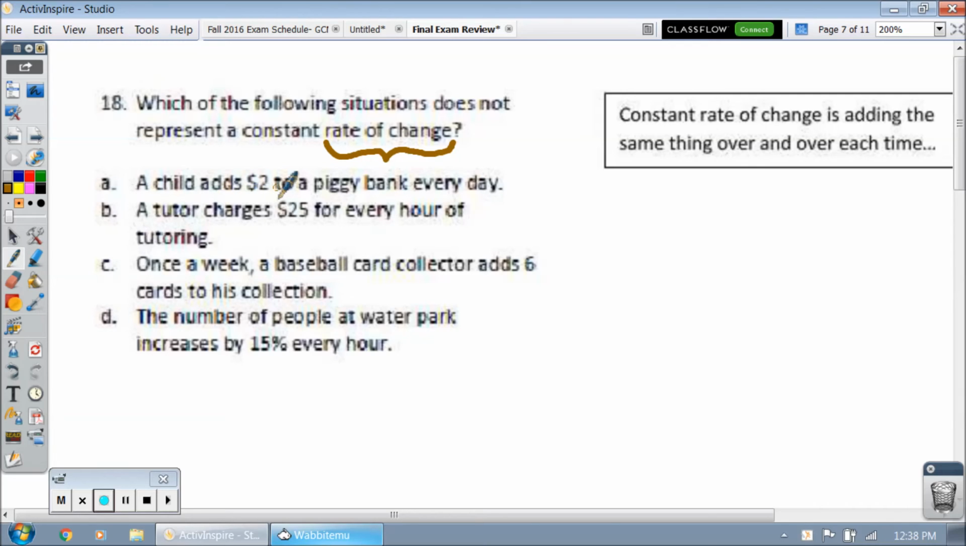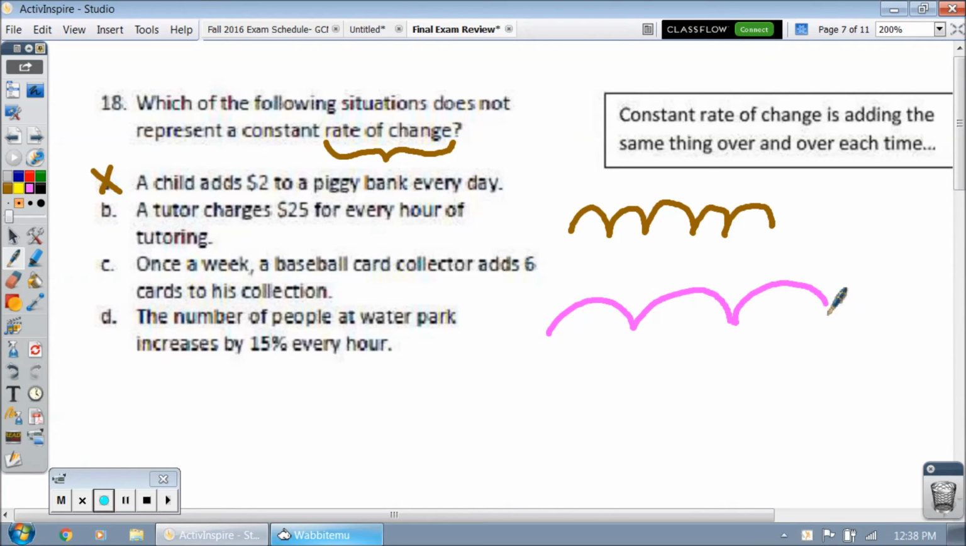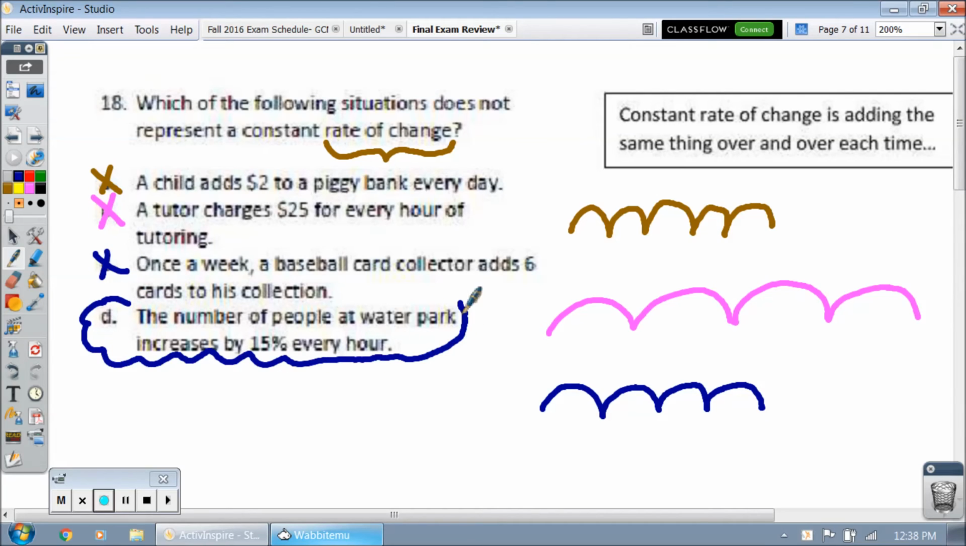A child adds $2 every day. So it's plus 2, plus 2, plus 2, plus 2, plus 2. That's constant. A tutor charges $25 every hour. So it's 25 for the first hour, and then another 25, and another 25. That's constant. Once a week, a baseball card collector adds 6 cards. So he adds 6, and another 6, and another 6. So it's not C. Just by a process of elimination, it's D.